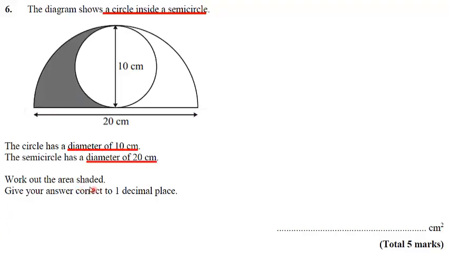Work out the area shaded. So the area shaded, this bit here, they want us to work that out. Give your answer correct to one decimal place. So really important there. That's sort of the icing on the cake at the end.